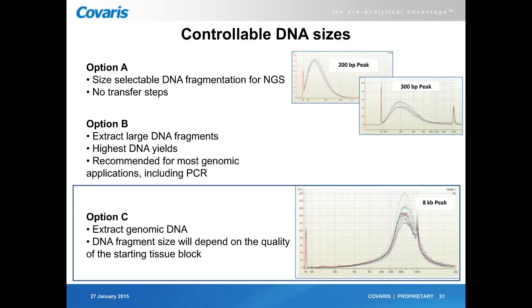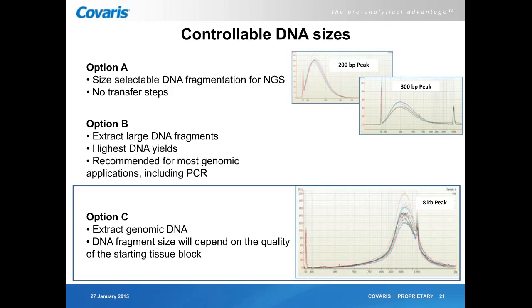So that's what we call option C, that's at the bottom. That's what we call extracting genomic DNA, and here you have an illustration. So with a recent FFPE block, we are getting up to 8 kilobase DNA fragments after the extraction from the FFPE sample.